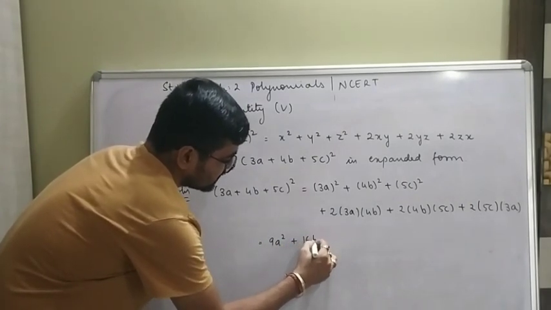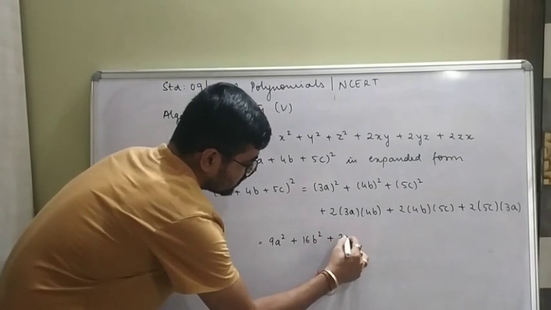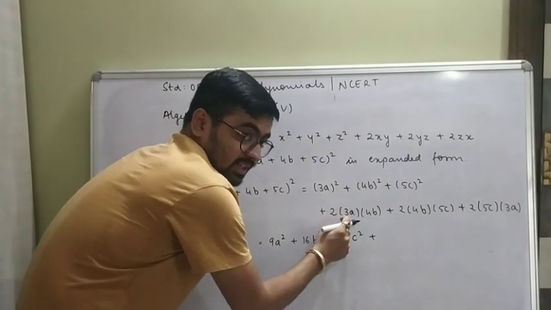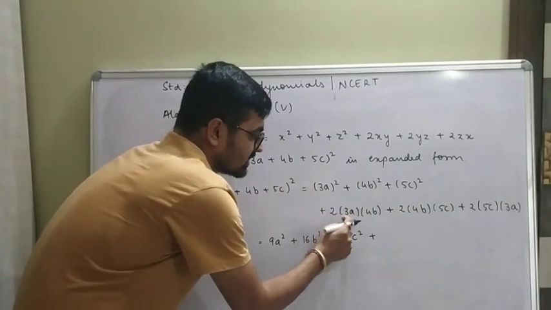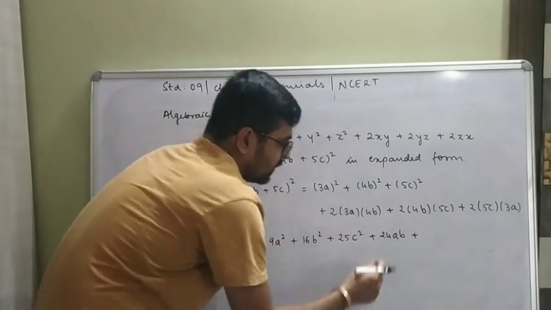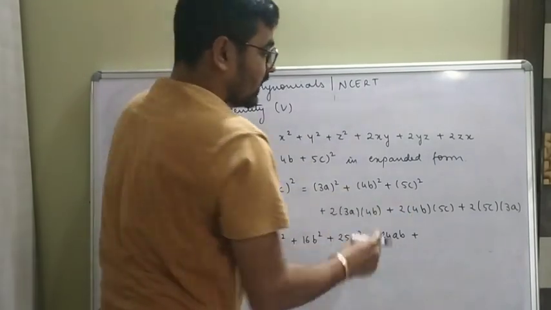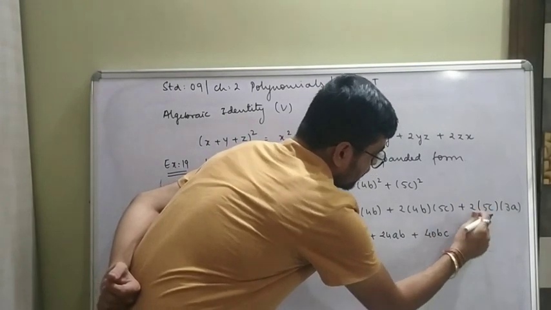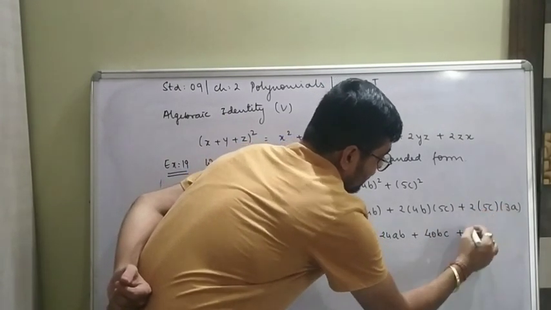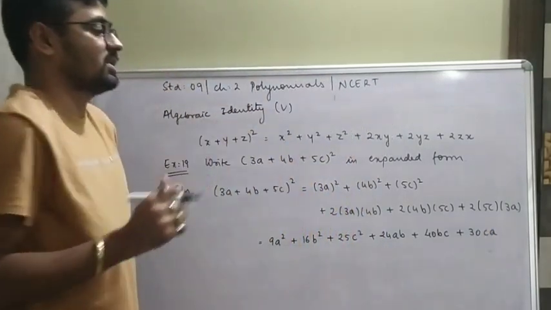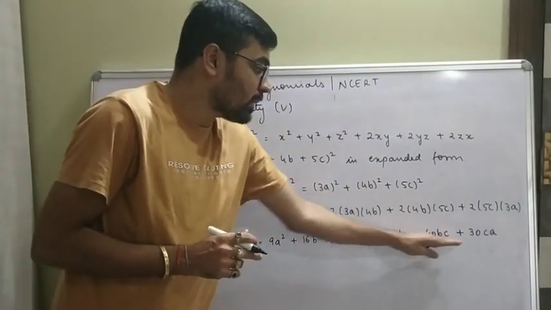4b, so 4 squared is 16b square. 5 is 25c square. Plus 2 into 3, 6. 6 4s are 24ab plus 2 into 4, 8. 8 5s are 40. So it becomes 40bc plus 5 2s are 10. 10 3s are 30 c. This is your answer. This is the expanded form.